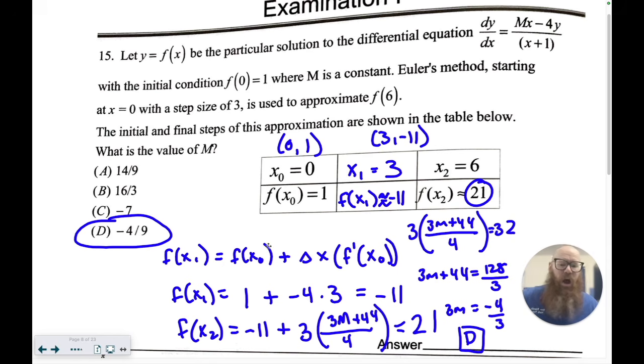So you just have to understand using this recursive process for Euler's method. Sub in f of x sub something plus delta x times f prime of that same. And this one is really supposed to be x naught, y naught. It's supposed to be both. So I can fix that. That's really x naught, y naught, and then it increments to x1, y1 when we get to here. Okay. But the answer is definitely D.